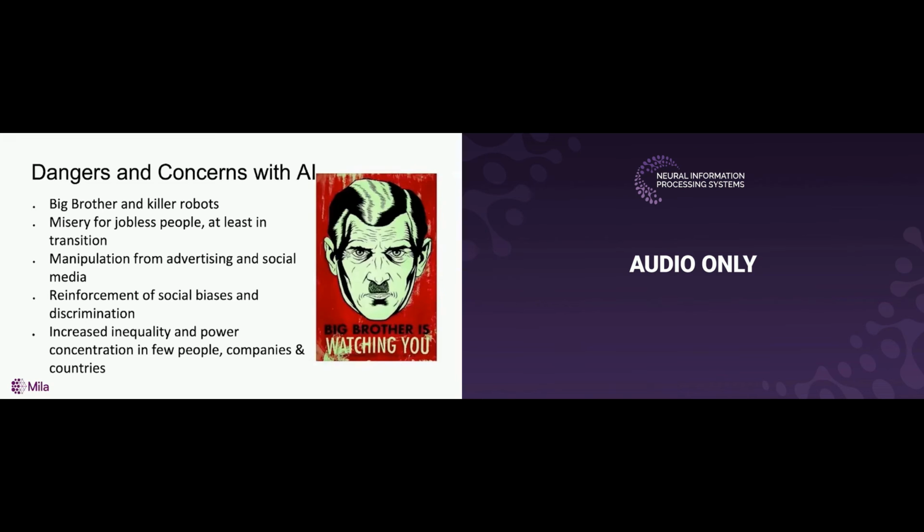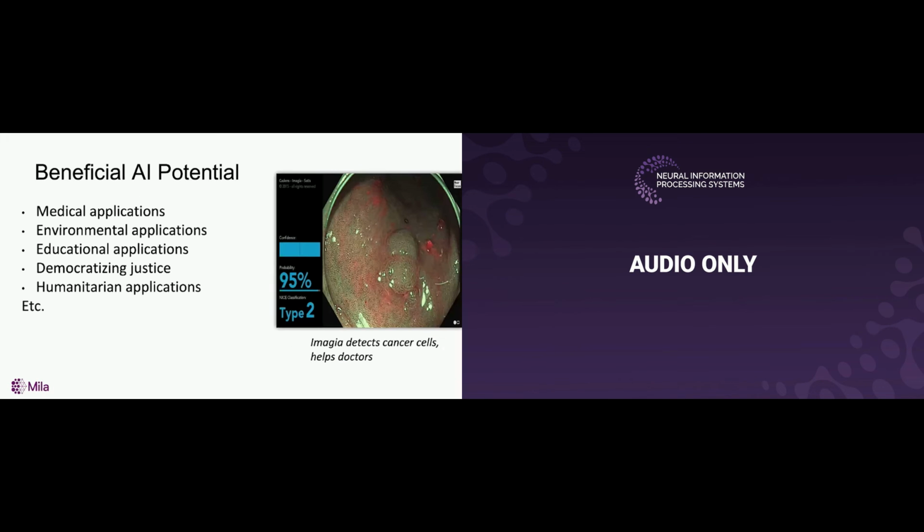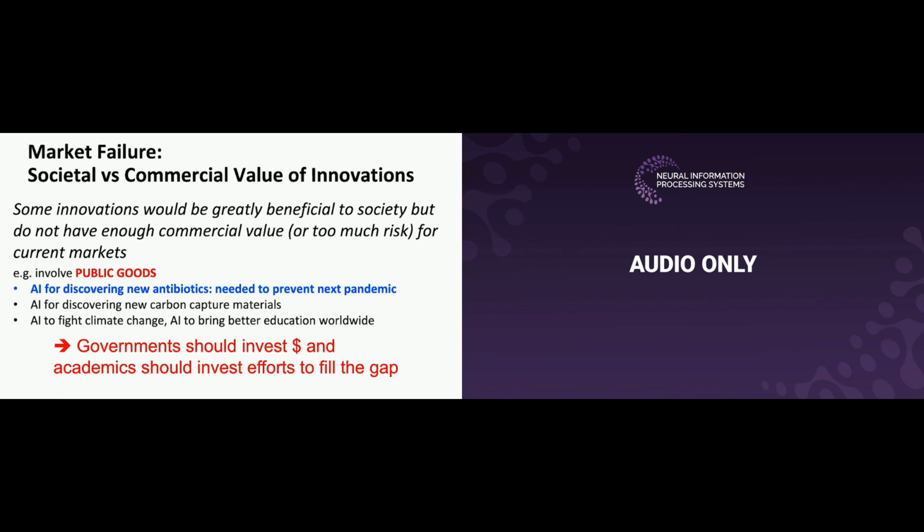Think about AI driving political advertising, for example, or social media, which is already maybe happening. And then of course the military applications is something we should all be concerned about these days. But also, we've been doing more and more work in our community and at Mila and my group in particular on applications of AI that are important and beneficial for society and healthcare, the environment, education, justice, all kinds of humanitarian applications.